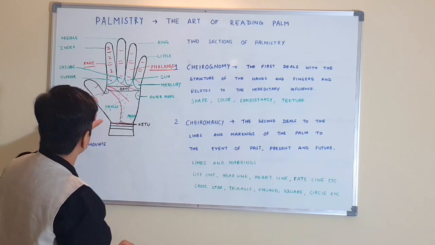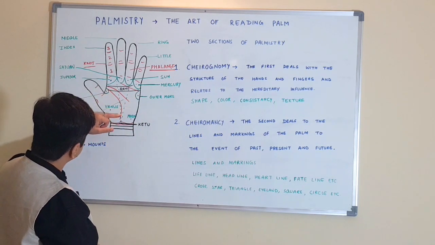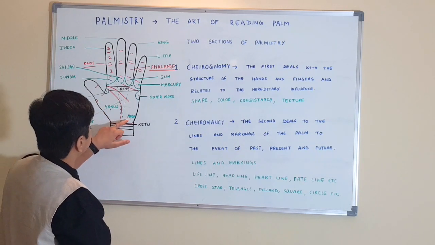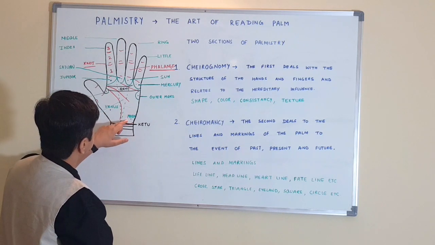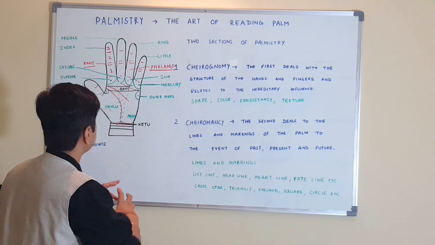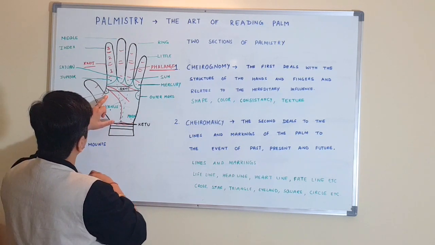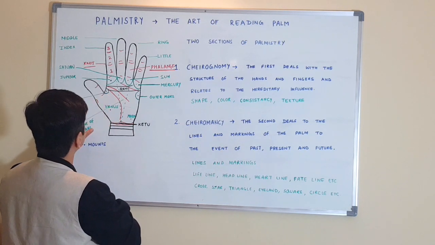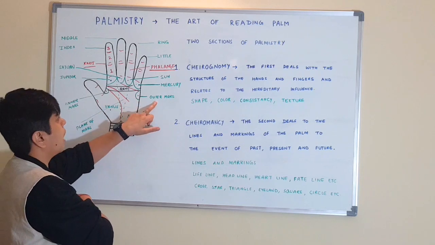Then comes the area under the lifeline, which is devoted to the mount of Venus, and in front of that, a little bit lower, this is the mount of Moon. Then comes the area devoted to Mars, under the lifeline. This one is the inner Mars and this one is the outer Mars.